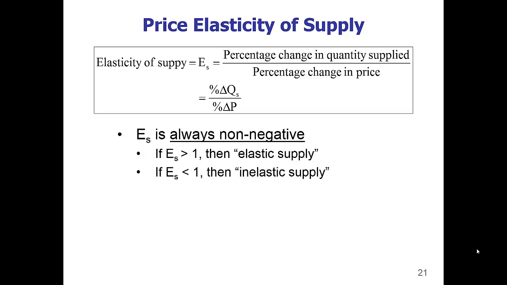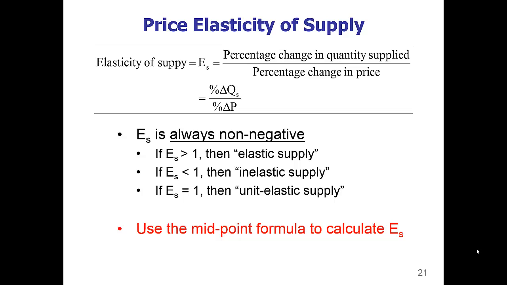If the price elasticity of supply is less than 1, we say that the supply is inelastic. That would suggest for a 5% increase in price, production only increases by maybe 1%. Producers do not respond a lot to the increase in price. Finally, if the price elasticity of supply is equal to 1, then we have what we call unit elastic supply.